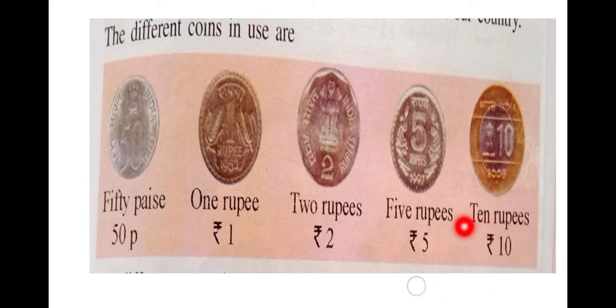Alright children? Okay. Now here I want to tell you one thing, that 50 paisa, this is one 50 paisa coin. If there are 2 50 paisa coins, what will be the value of the money? It will be 1 rupee. Right children? Okay. Now if there are 2 1 rupee notes, what will be the value of that money? 1 plus 1 will be 2. Alright, that will be 2 rupees.